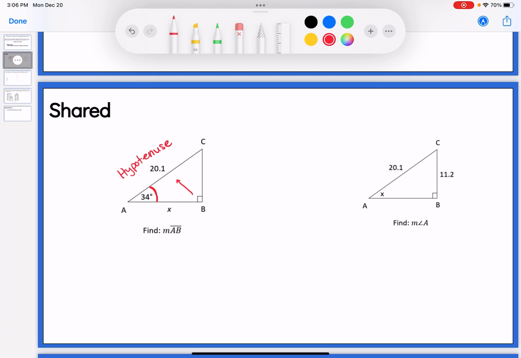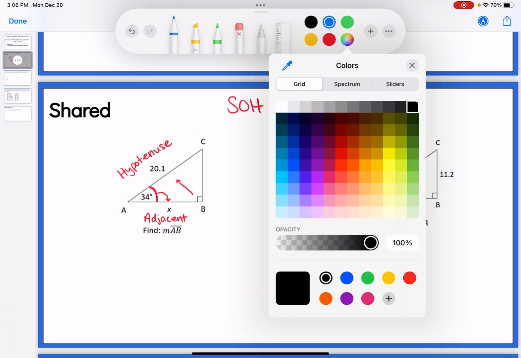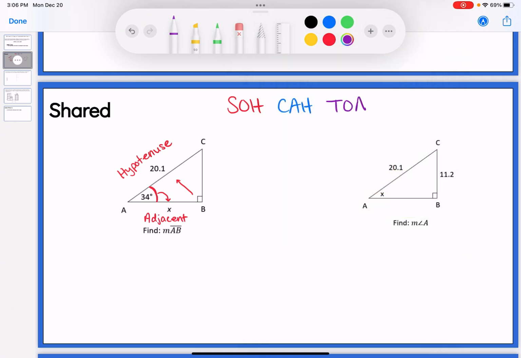So I have the hypotenuse, and in relation to this 34 degrees, I notice that the side I'm trying to find is the adjacent side, right? And if you think back to yesterday, SOHCAHTOA was the way that I remembered our trig ratios, right? Sine was opposite over hypotenuse. Cosine was adjacent over hypotenuse. Tangent was opposite over adjacent. So it looks like I have adjacent and the hypotenuse, which means that I have cosine.